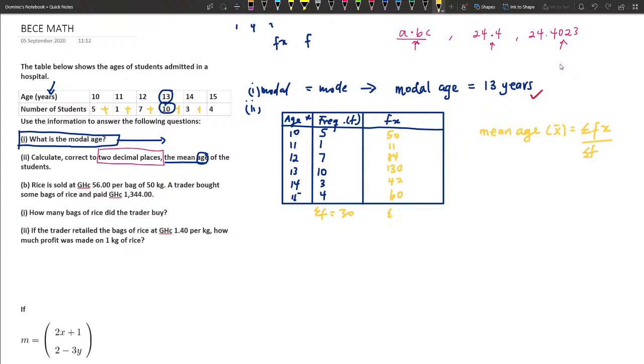Now let's see if we can do the total fx. So 50, 11, 84, that will give us 130, 42, 60. That should give us 377. Having this, we are now going to fix these values in our formula.